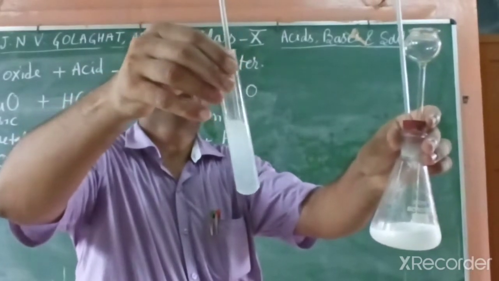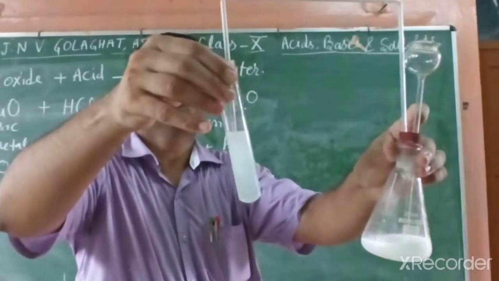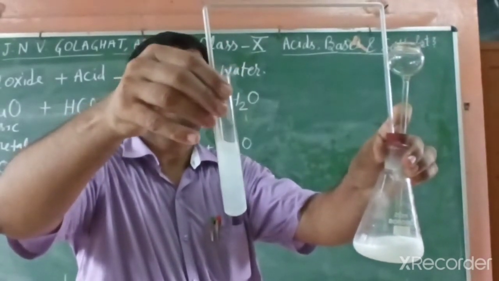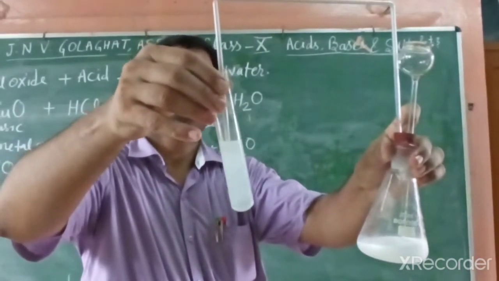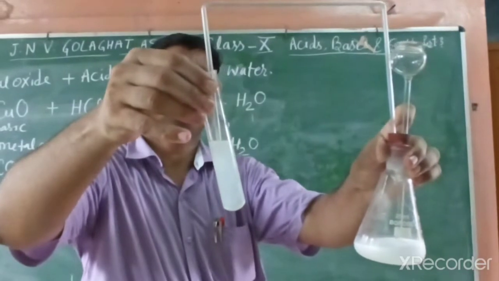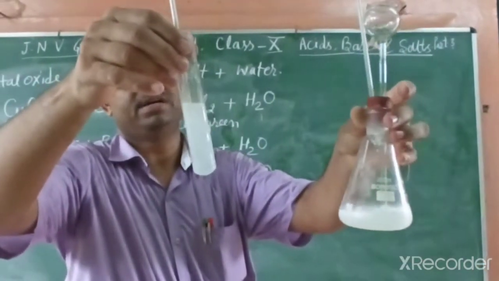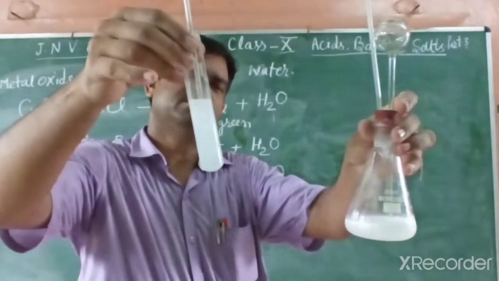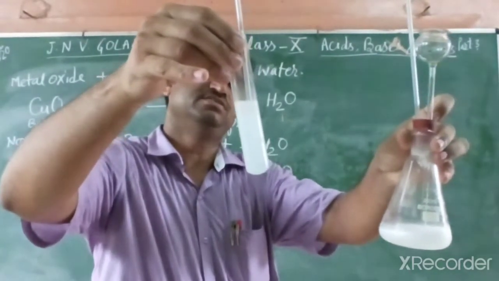So this confirms carbon dioxide is acidic in nature. Why? This is the milky color. If we pass the gas for a long time, then this milky color disappears. This reaction shows carbon dioxide's acidic nature. Why? Because lime water is a base. If we pass this carbon dioxide for a long time, then the color disappears.